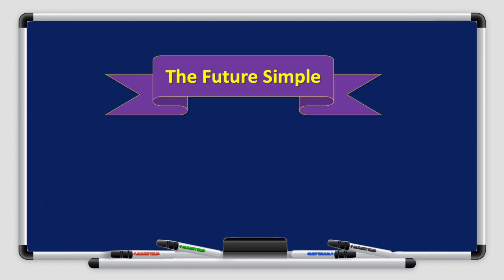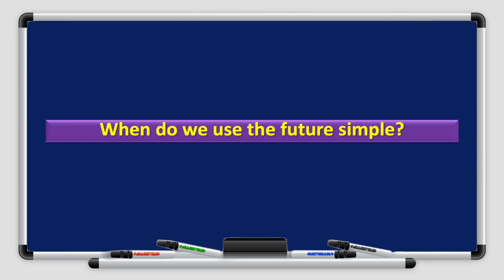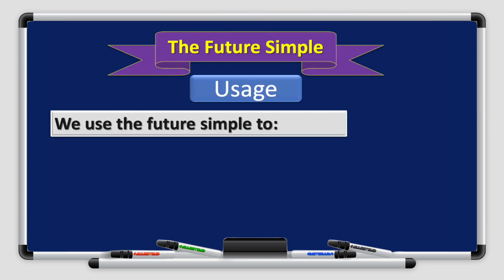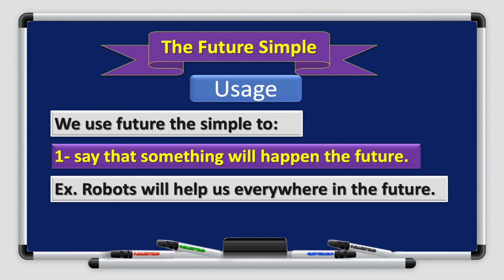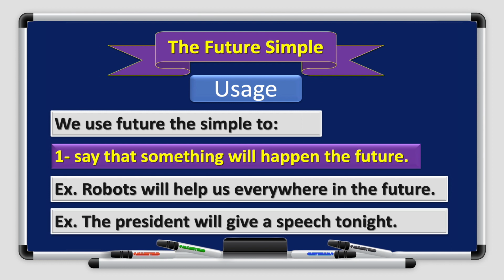Let's start with the future simple tense. Now, what is the future simple tense and when do we use the future simple? So, we use the future simple in several instances. We use the future simple to say that something will happen in the future. For example, robots will help us everywhere in the future. Let's take another example. The president will give a speech tonight. So we use it to say that something will happen in the future.